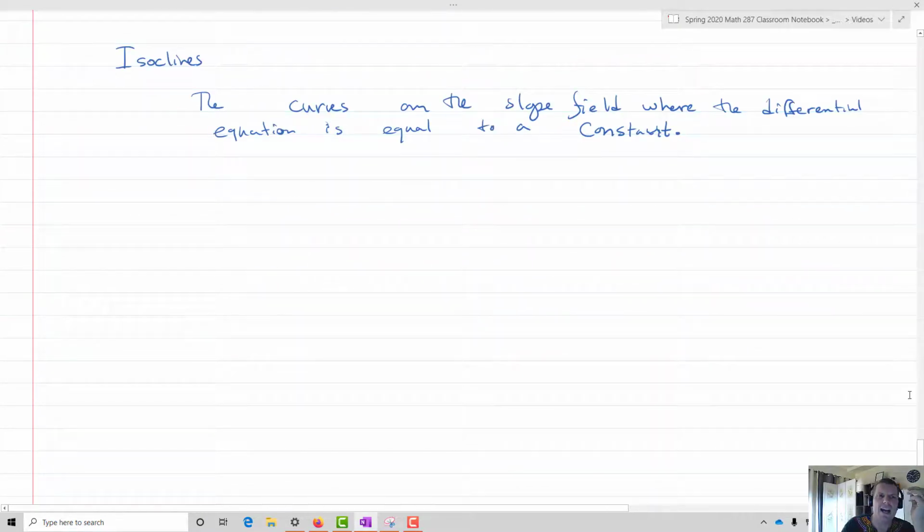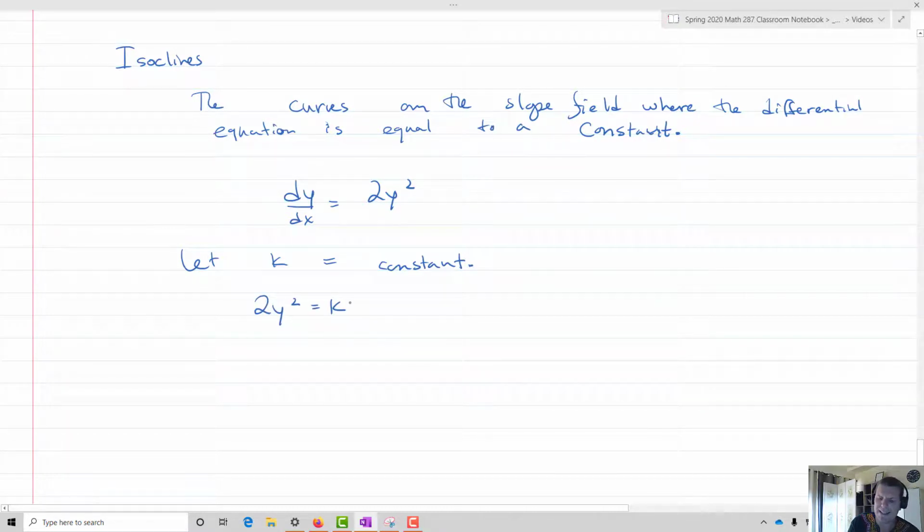So the next thing we're going to look at is these isoclines. And what an isocline is, it's the curves on the slope field where the differential equation is going to be equal to a constant. Okay, so let's take a look at an example, right? We had, for example, dy dx equals 2y squared. Okay? And so we'll let k equal a constant. So when I plug that in, I'm going to get 2y squared equals k.